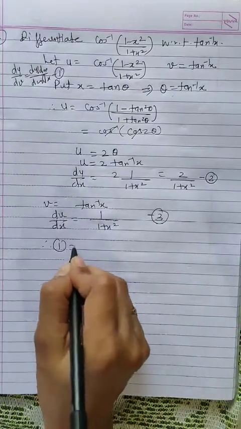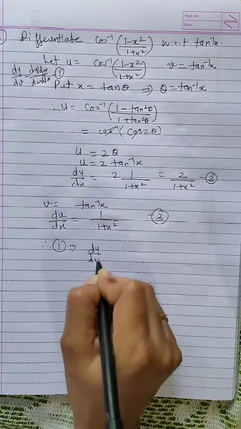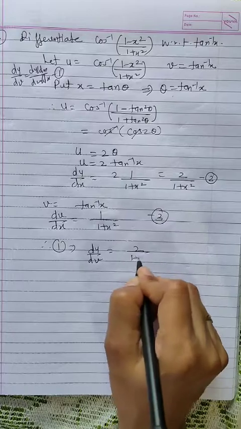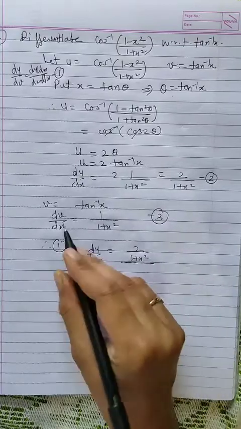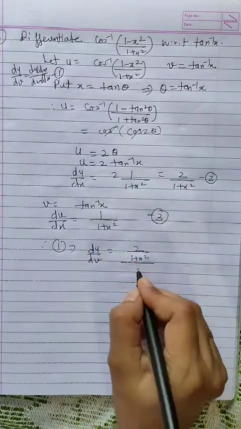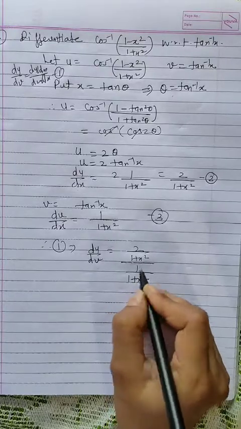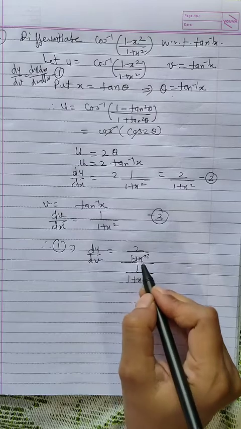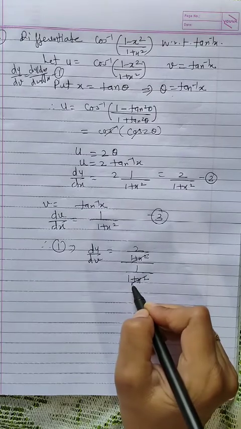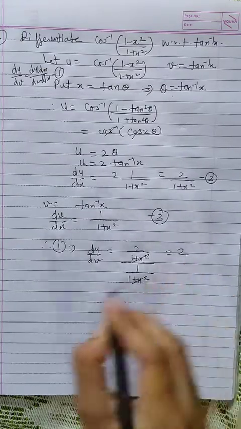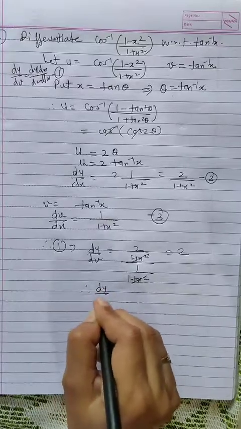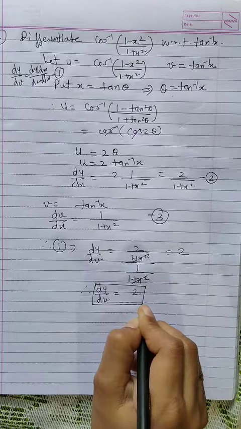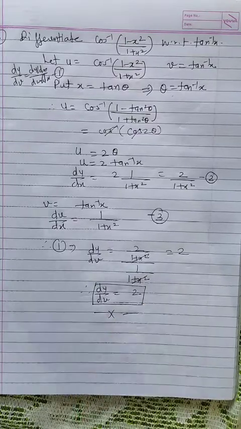Therefore equation 1 implies du by dv. Du by dv means du by dx, so it is 2 upon 1 plus x square, upon dv by dx, which is 1 upon 1 plus x square. So we cancel 1 plus x square, 1 plus x square. 2 by 1 means 2. Therefore our du by dv is 2 and this is differentiation of u with respect to v. Okay, thank you students.